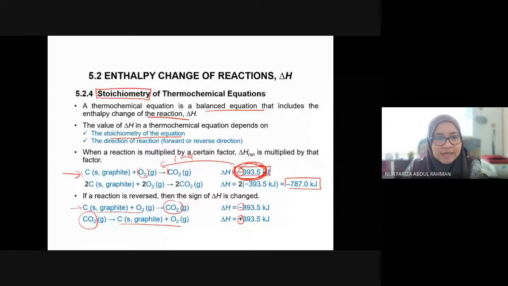Because we have the enthalpy change kan. Normally kita hanya balance equation sahaja. But now since we have this as our enthalpy change, the heat involved, okay, so kita kena include lah the relationship. So 1 mole of graphite will release 393.5 kilojoule of heat. So that is also relationship. Okay, all right, moving on.